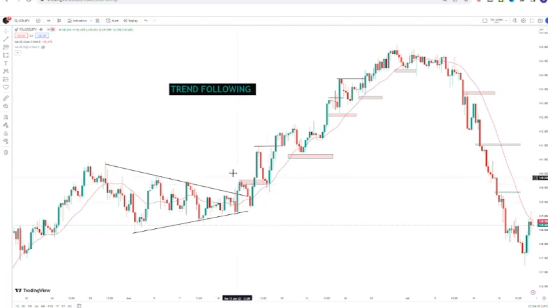Break off this structure. This zone calls for my entry. Then the only thing I'll need to do is just to put my stop loss within this zone.